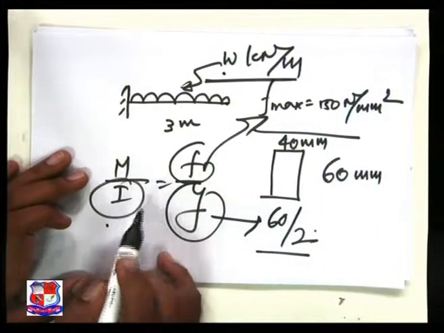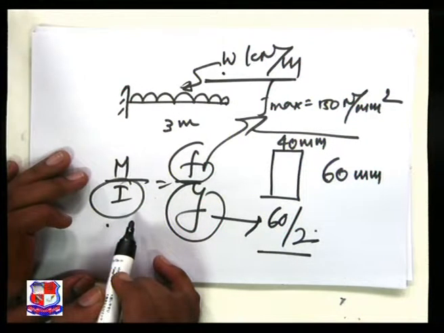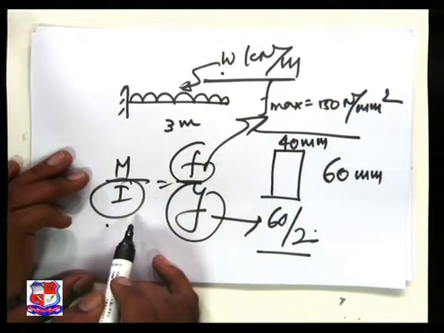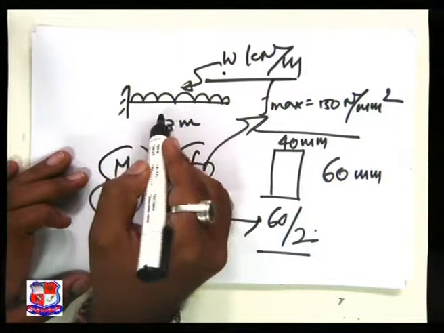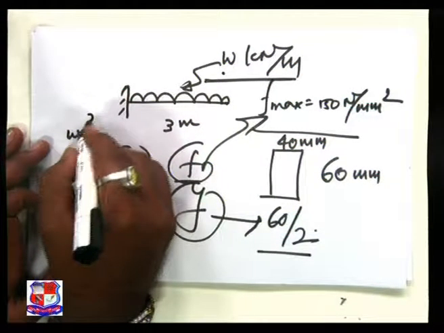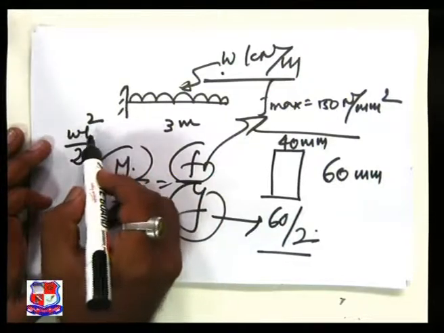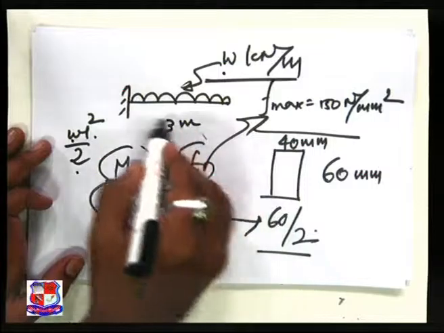As we solved the same problem in the previous case, I have to go a slightly faster way. Please revise the things that we have studied in the previous class. M, now this is a cantilever beam. What is the value of M max? M max is nothing but W L square by 2. L is known, 2 is known, the only unknown parameter is W from the full equation.